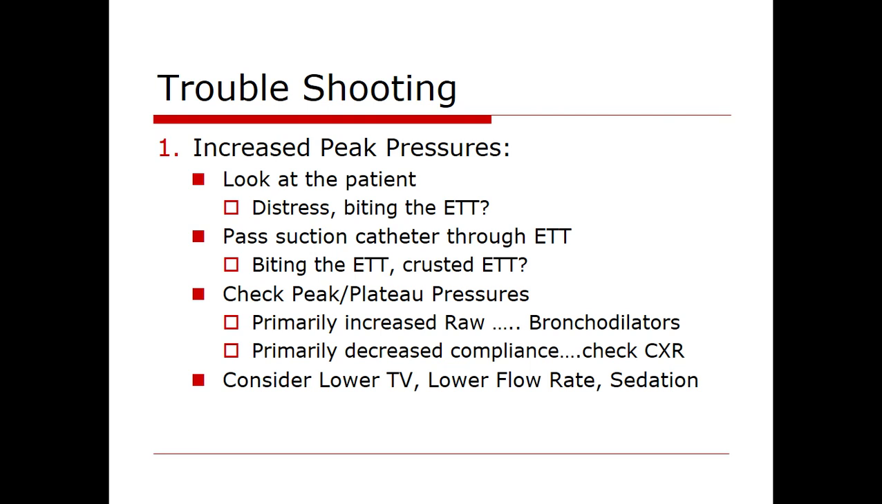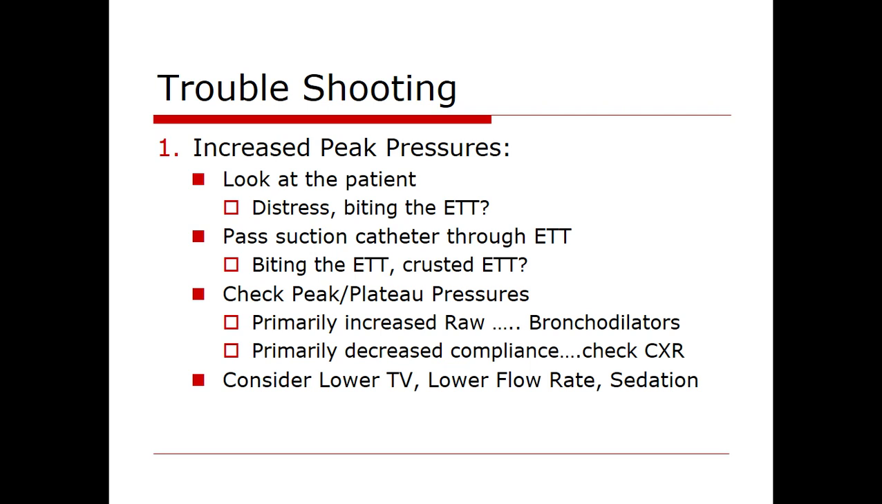If they're biting the ET tube, put on a bite block or get them some sedation or treat their pain, etc. If the peak pressures are high and it's not obviously the case that the patient is distressed, the ET tube has a suction catheter on that you ought to ask the respiratory therapist to pass through to see if it moves smoothly. Because if it doesn't move smoothly through the ET tube, it means something's blocking it. It could, again, be the patient's biting it. It could be kinked. It could be clogged. And if that's the case, you need respiratory therapy to put in a new ET tube.